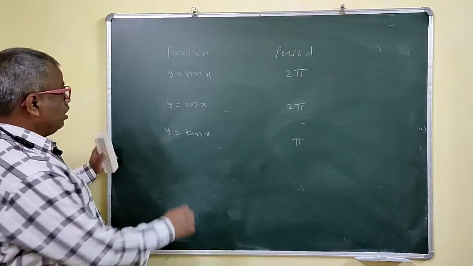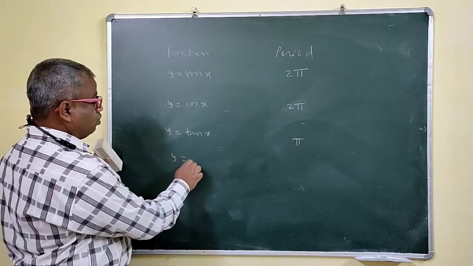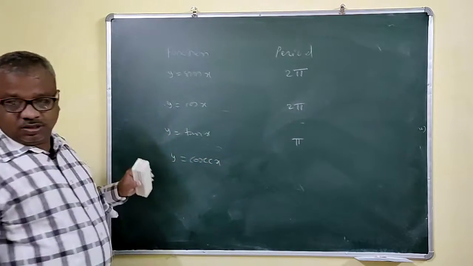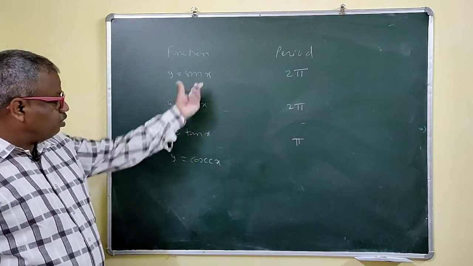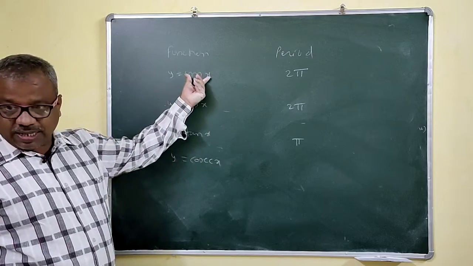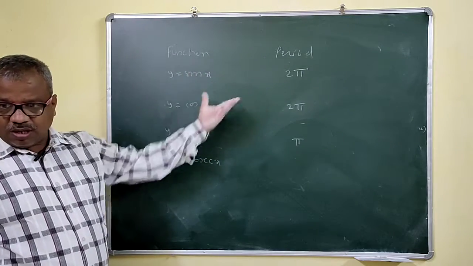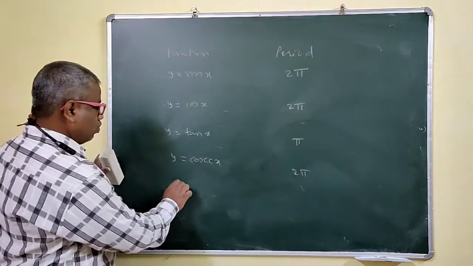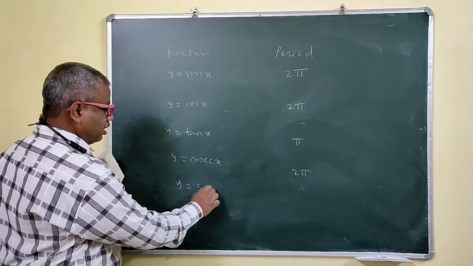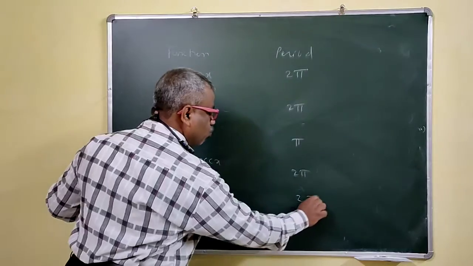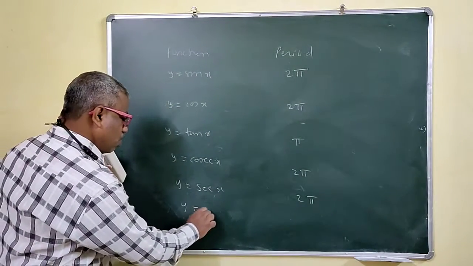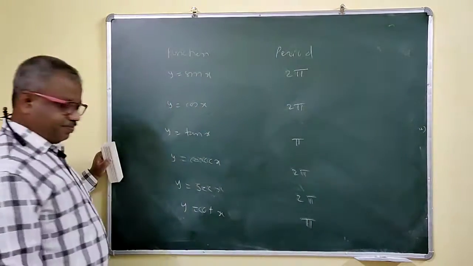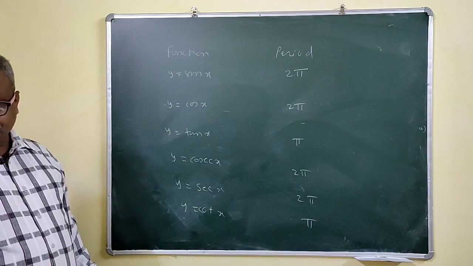Then y is equal to the reciprocal of sine, that is cosec x. Cosec x is nothing but 1 by sin x, so the period will be the same, 2 pi. Then y is equal to sec x. The period will be the same as 2 pi. And y is equal to cot x. The period will be the same as pi.